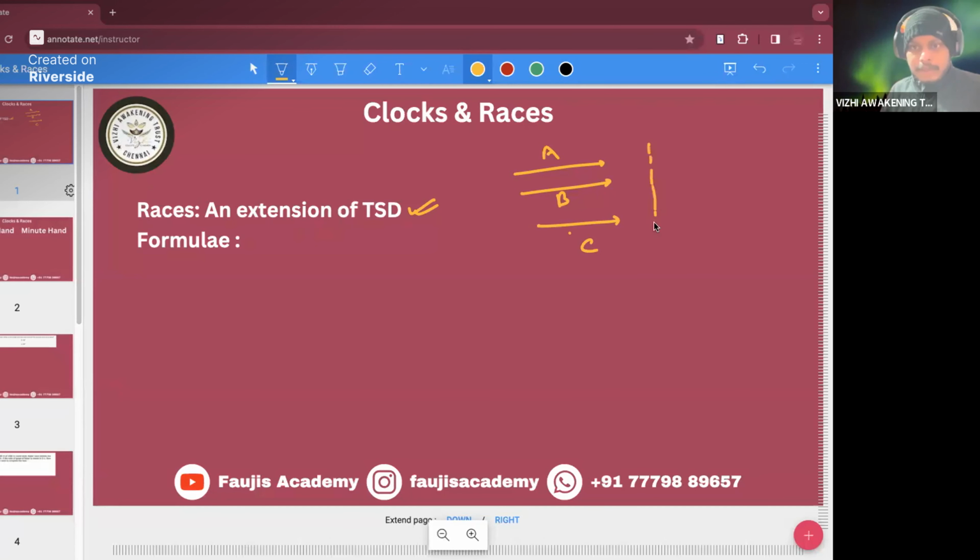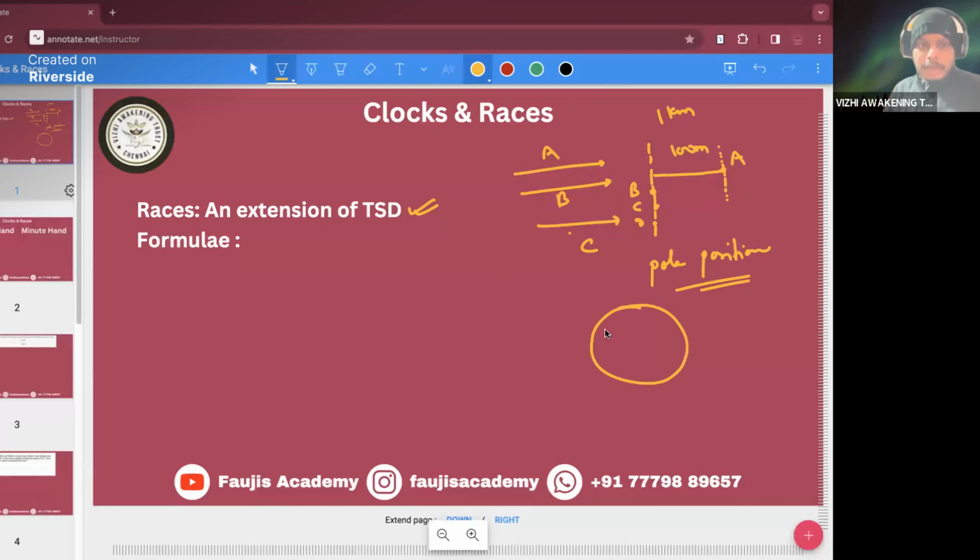Then there are questions like: this is the starting point, this is the 100 meters, and in a 1 kilometer race, A has been given a head start and will start from this line, while B, C, D, all other participants will start from here. In Formula One, there is something called pole position, something like that. And the last type of questions will be where they run in a circular fashion.